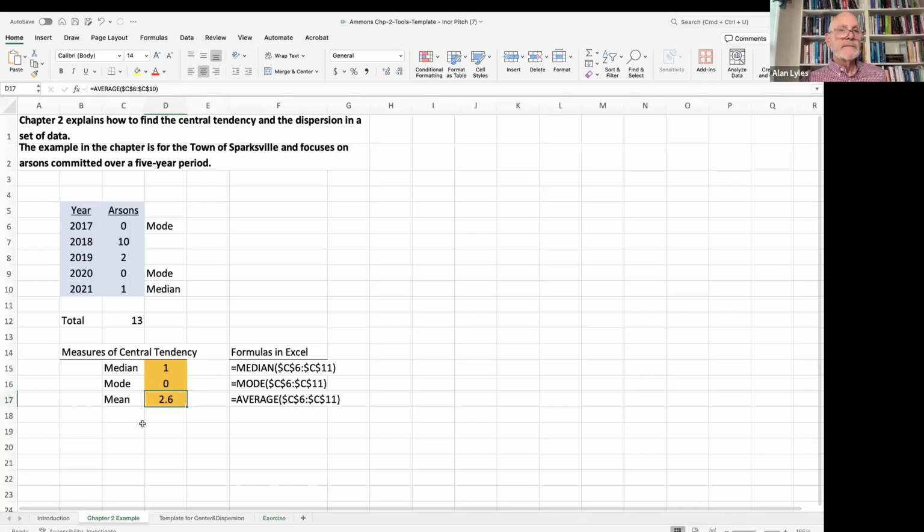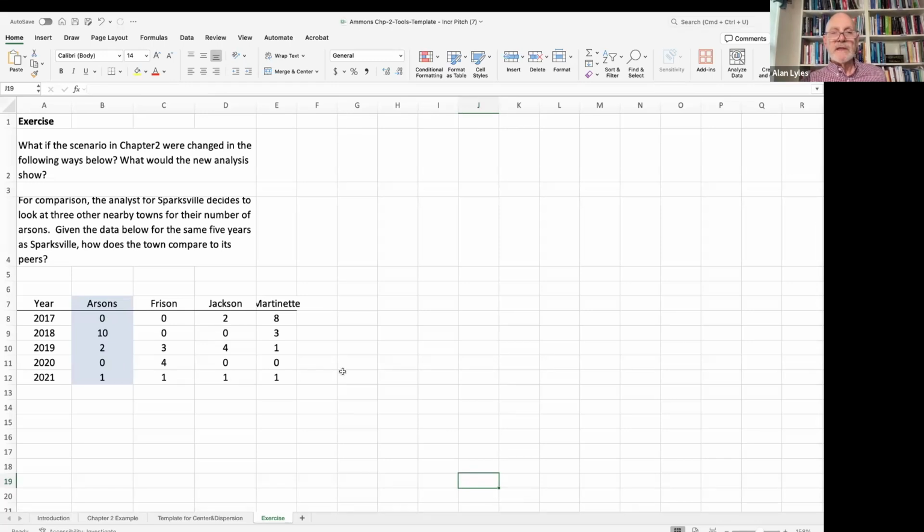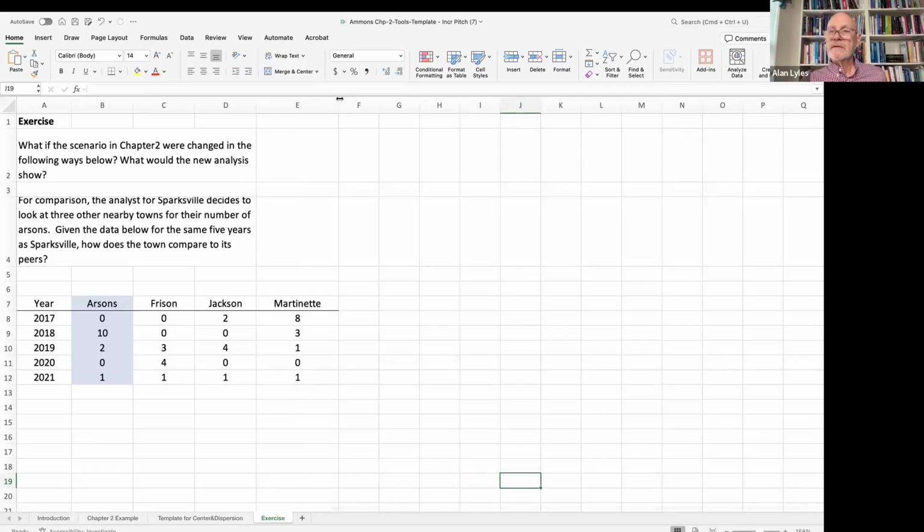In this example, it's the town of Sparksville, and this is arsons over a 5-year period. If we come to the exercise, here are arsons over a 5-year period. But do you see the name of Sparksville? No, you don't, because it's not there. So, since the first homework exercise is really just to get familiar with doing things, if you don't see it, you don't want to turn this in because you can't be talking about Sparksville and it doesn't exist.